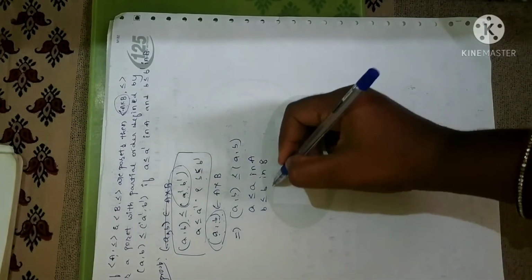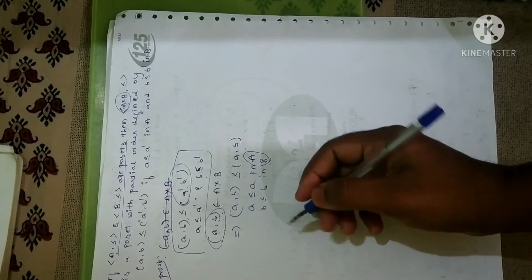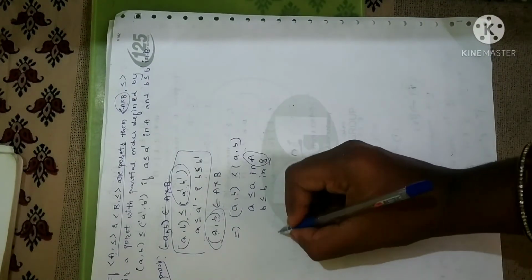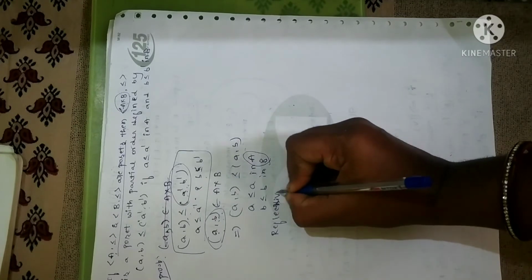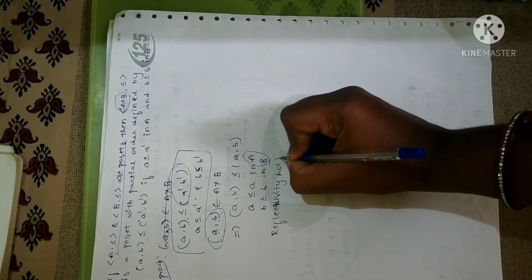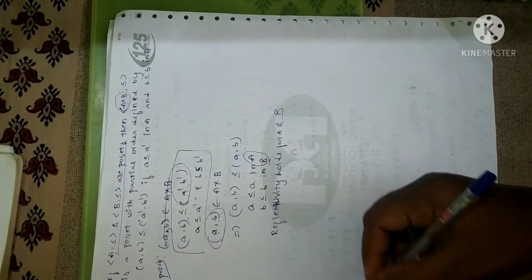Clear? Why? Because both A and B are posets, it is given in the theorem itself. Fine. If it is a poset, then I can say it is reflexive. Reflexivity holds good for both the sets A and B.